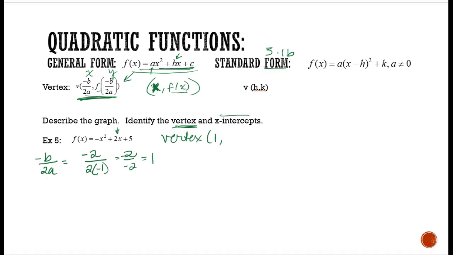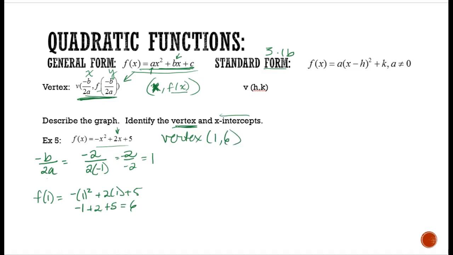Now, to get the y value, I'm going to take f of 1, meaning I'm going to take my equation and plug a 1 in. Negative 1 squared plus 2 times 1 plus 5. 1 squared is 1 times negative is negative 1. 2 times 1 is 2 plus 5 gives me a 6. All right, so my vertex is 1, 6.